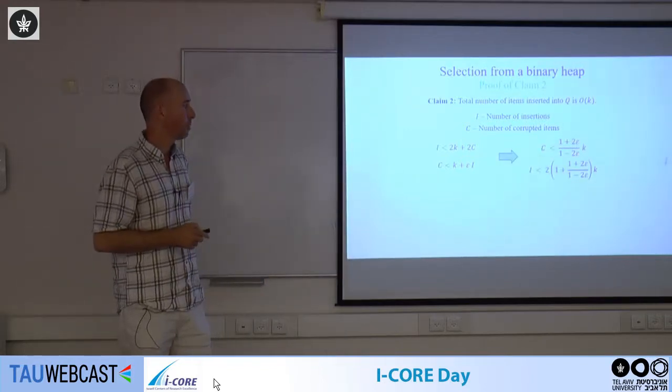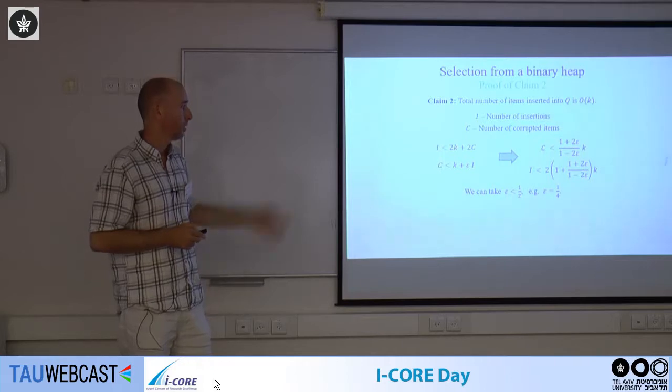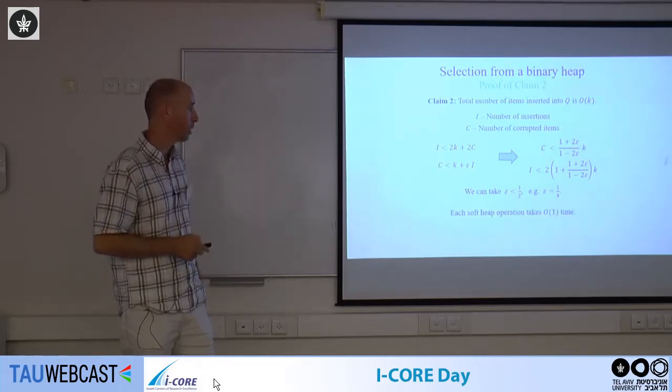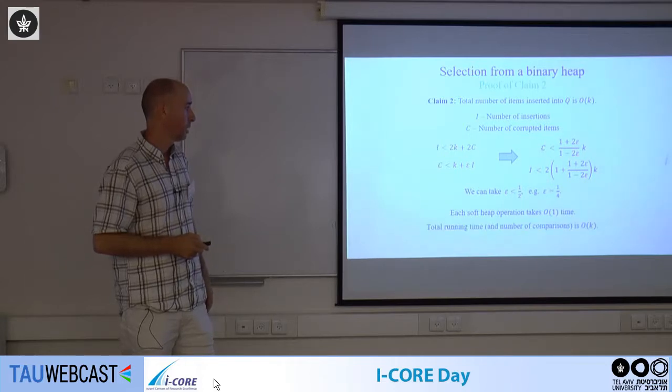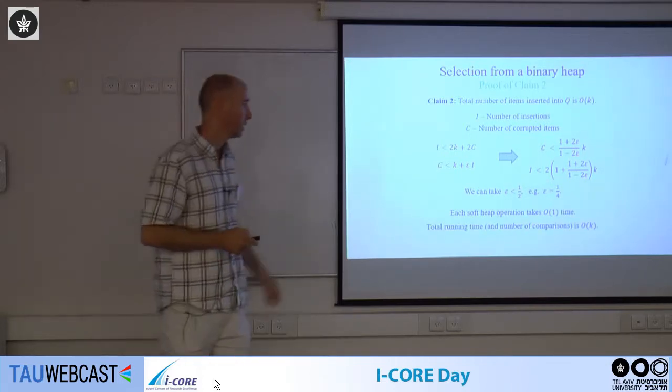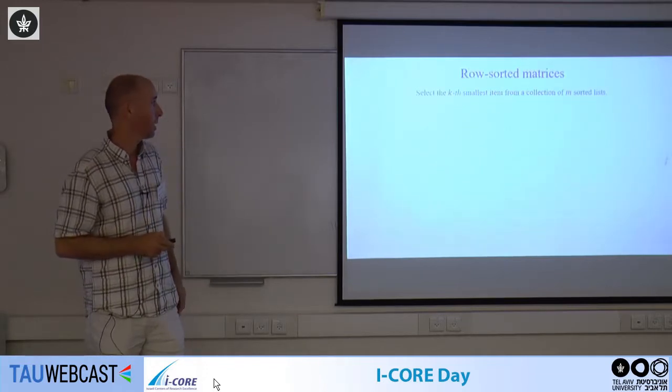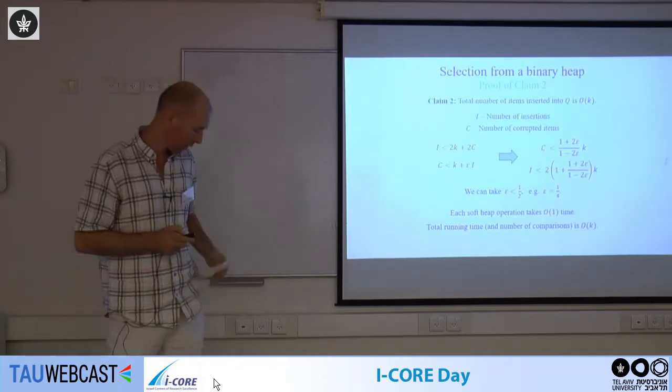So then we do some manipulation, and we find that for, let's say, epsilon 1/4, we get total running time order of k. So this is all for the algorithm.